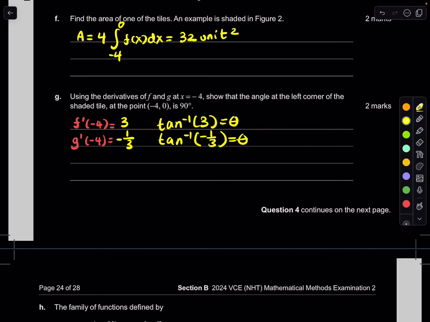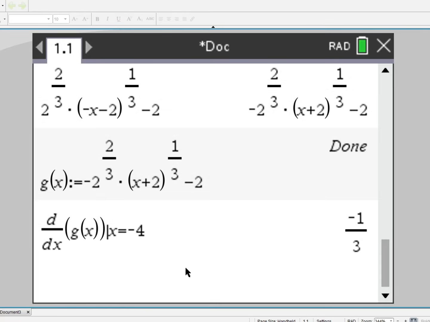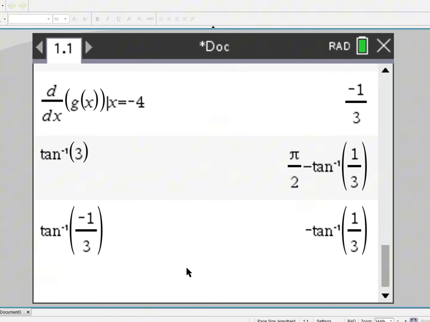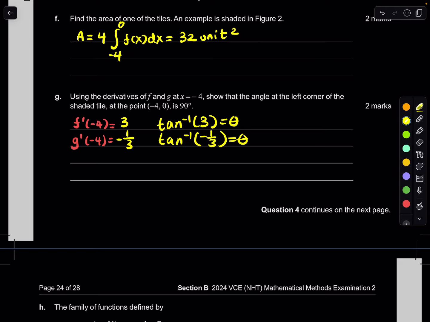Go back to our calculator. Tan inverse of 3. And now this is in radians. I'm just going to keep it in radians, to be honest. And negative 1/3. There it is. These are your two. So let's write those down. Your theta for tan inverse 3 is pi on 2 minus tan inverse 1/3. Your theta for the other one is negative tan inverse 1/3. Done. So have a look at this. This is what I want to show. This is the angle. Let's call this angle 1. This is angle 2.